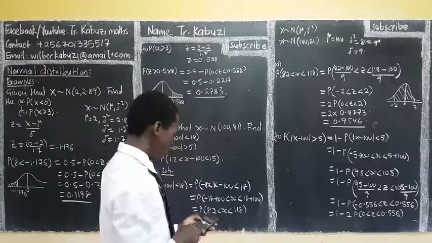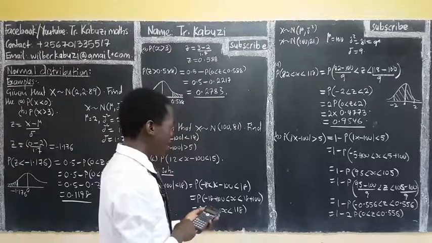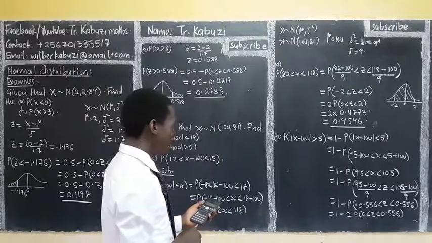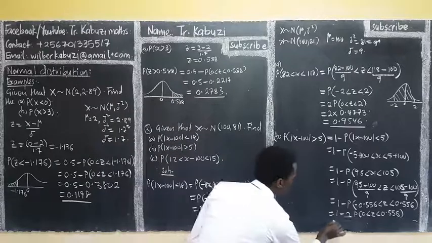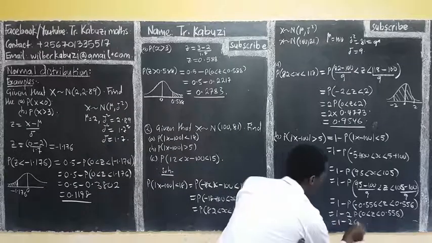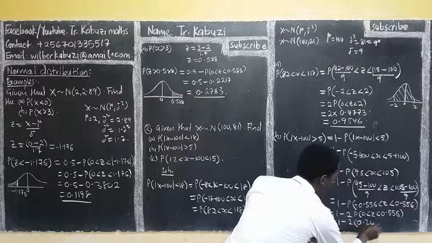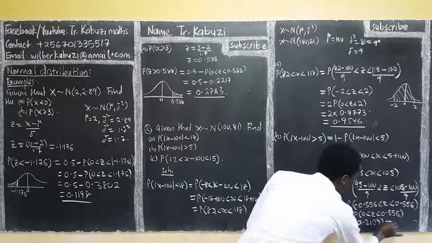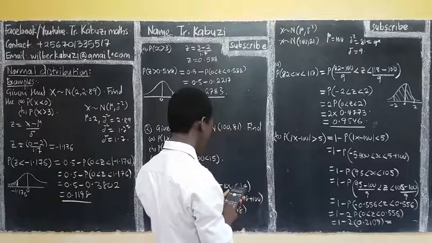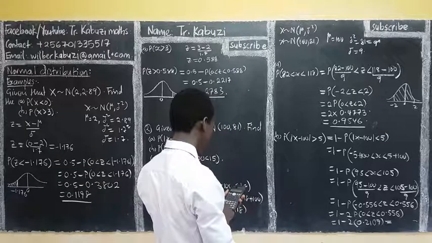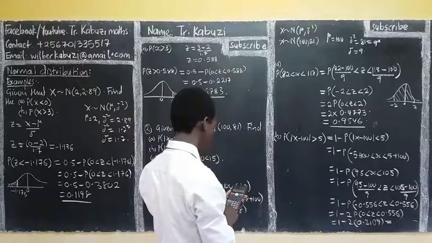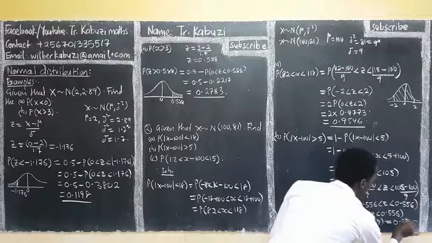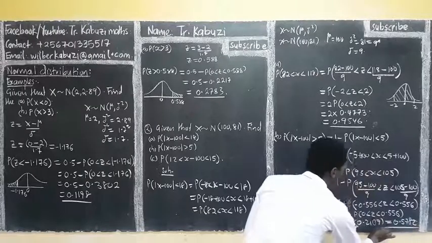When you read that from the table, you can easily see that the value is 0.2109. Then if you multiply it by 2, this will be 1 minus 2 times 0.2109. So you shall get 0.5782, and that will be our answer.